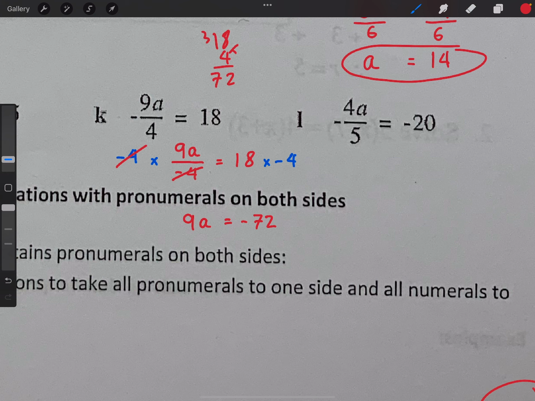Now, we want to get rid of this 9 here. We just want A by itself. So I'm going to divide both sides by 9. So what I'm going to get left with is A is equal to minus 72 divided by 9. 72 divided by 9 is 8. But you have a minus divided by a plus, so it'll give me a minus. So the answer is A is equal to minus 8.